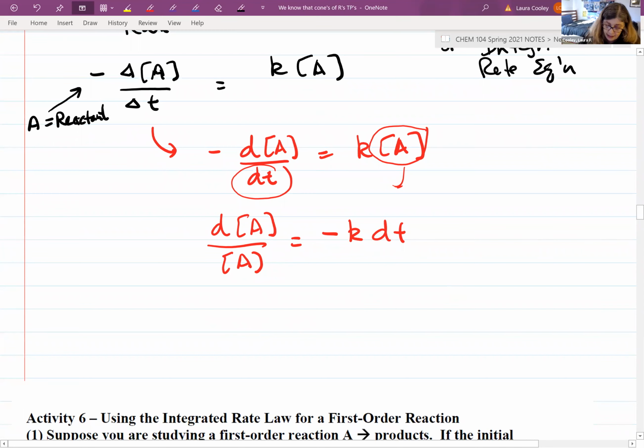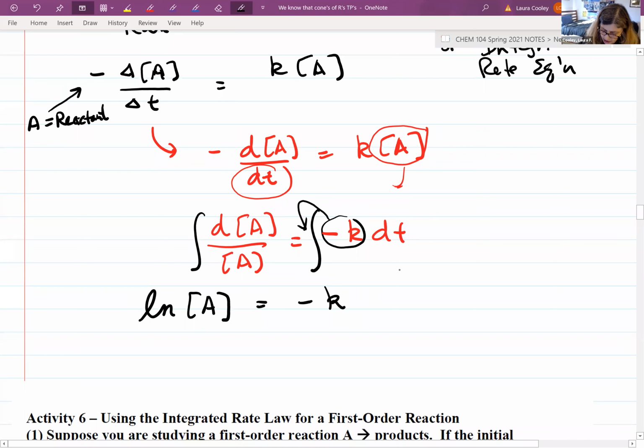Okay. And then, for those of you who have had calculus, I'm going to integrate both sides of the equation. The integral of dA over A, like the integral of dx over x, is the natural log. So this will be the natural log of A. The negative k comes out of the integral, being a constant. So this is minus k times the integral of dt, which is simply t. And then I have to add a constant to this, which is called the constant of integration.